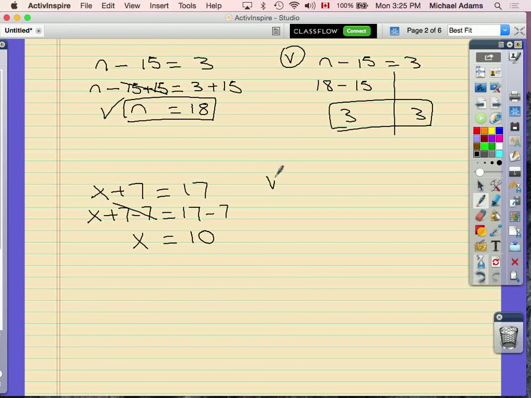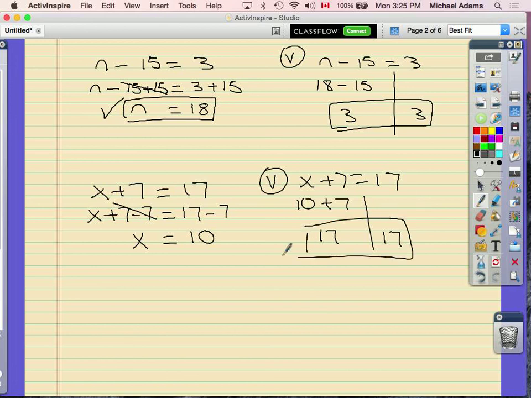Okay, now, verify. Write the V for verify. Write out the equation. Line under the equal sign. Now we substitute. We said x is equal to 10. Okay, where's the x? Put 10 in its place. 10 plus 7, that's 17. What do I have on this side? On the right side I have 17. So now these two numbers are the same. That means this answer is correct.